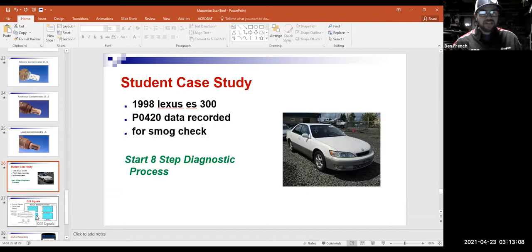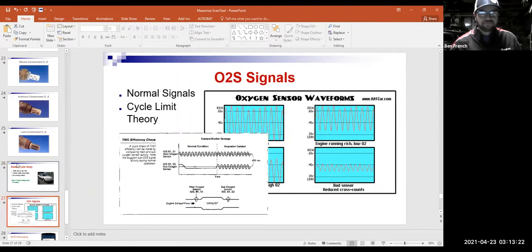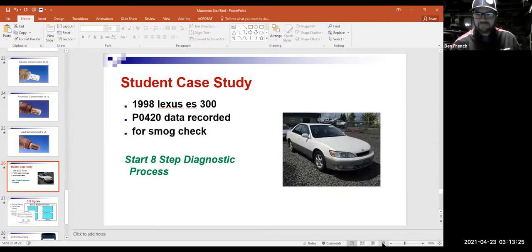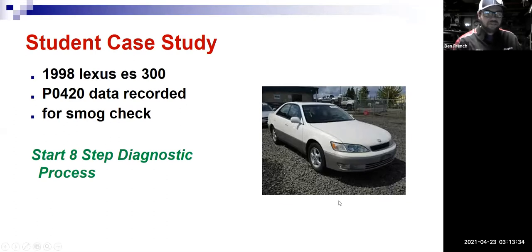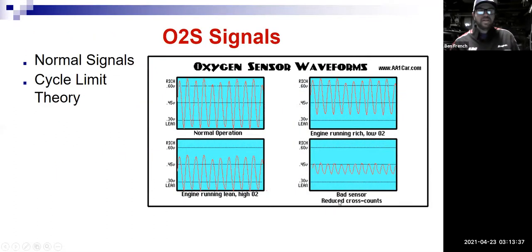Right. And we start our 8-step diagnostic process. So we verified codes and, you know, we would look at our freeze frame data, which would probably show it going down the freeway or something. And then we would look at our O2 sensors. So let me go like this and let me change that screen share again. Okay, so remember that O2 sensors should be switching back and forth, rich, lean, rich, lean, rich, lean.